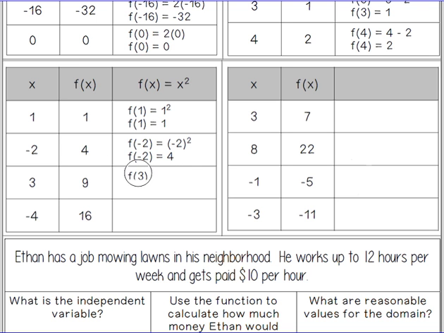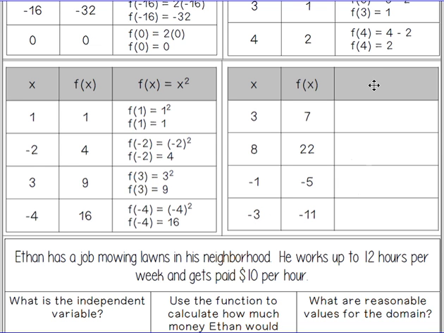So f of 3 equals 3 squared, and 3 squared is 9, so our output value is 9. Our input of -4, so f of -4 is the same as -4 times -4, which would give us a +16 as our output. Last one, so if we have our input of 3, our output of 7, input 8, output 22, input -1, output -5, and input -3, output -11.